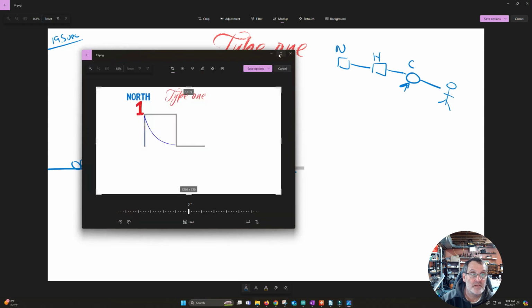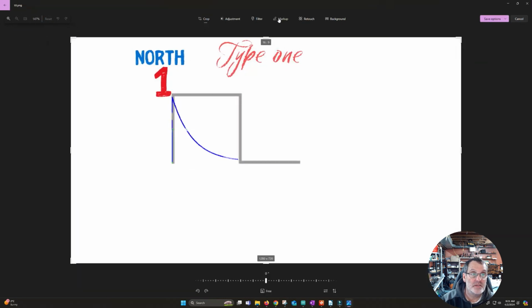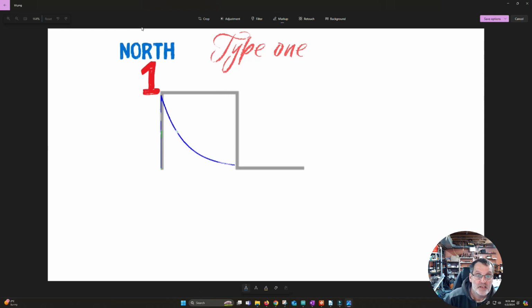Let's do this. Let's go mark up. Okay, so remember, we're going from the Nexian to the H bridge, to the coil, to your body, right? So now we know what the coil sees. The coil sees on and off 19.5 volts, but what does your body see? This is what your body sees.